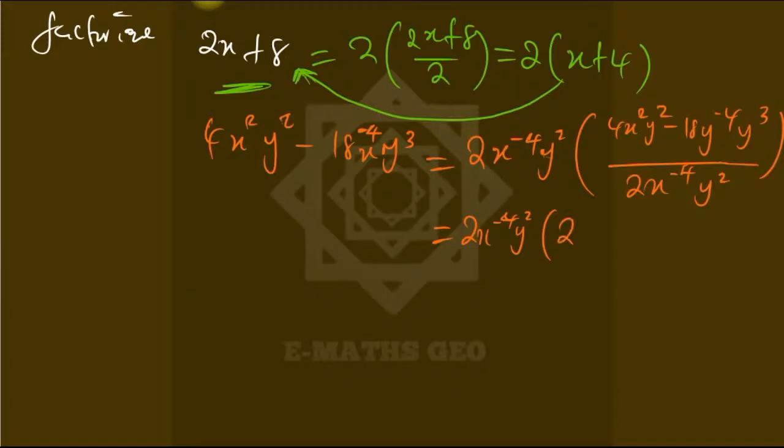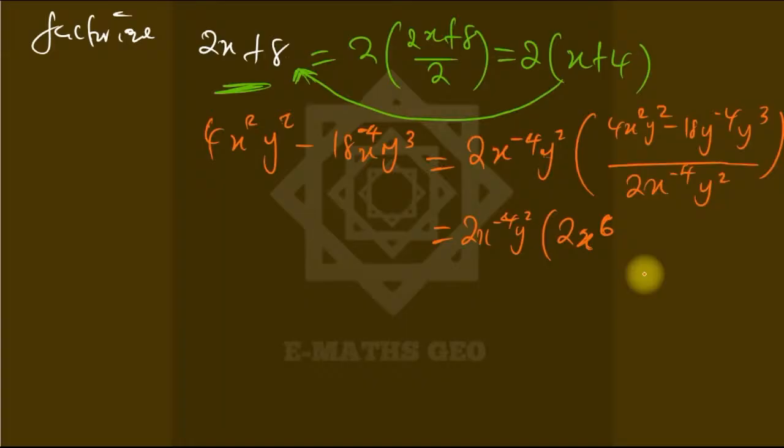x squared divided by x raised to power 4, laws of indices. If this one goes up, it becomes more. So the power of the numerator, which is 2, minus the power of the denominator, so minus 4, it's now 6. y squared is gone. That's y squared divided by y squared, or y raised to power 0, which is 1.